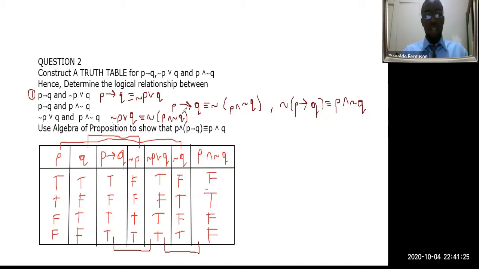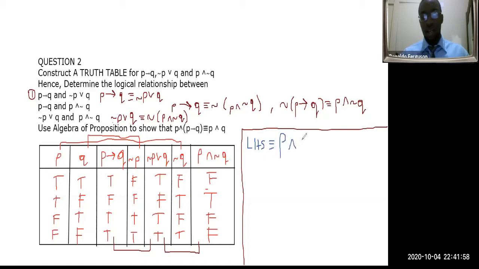Then now the final part says use algebra of proposition to show that P and P implies Q is logically equivalent to P and Q. So let's do the third part right here. I'm going to use the color dark blue. Alright, so our left hand side is logically equivalent to P and P implies Q.